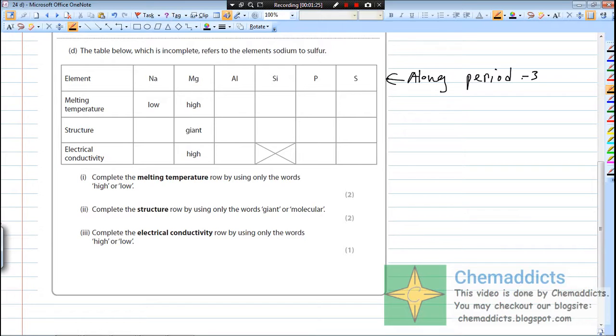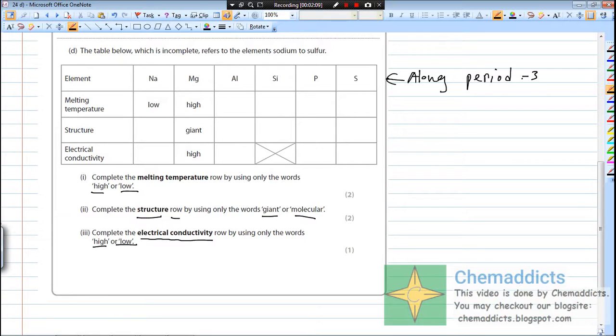Just read the question. The table below, which is incomplete, refers to the elements sodium to sulfur. These are the elements given: melting temperature, structure, electrical conductivity. Complete the melting temperature row by using the words high or low. Complete the structure row by using only the words giant or molecular. Complete the electrical conductivity row by using only the words high or low.